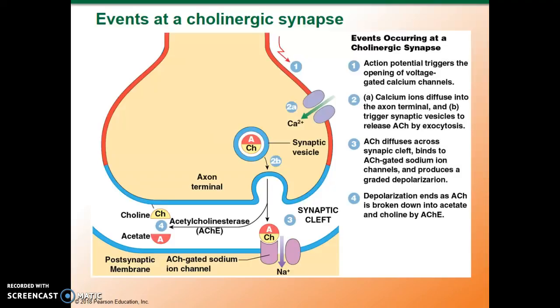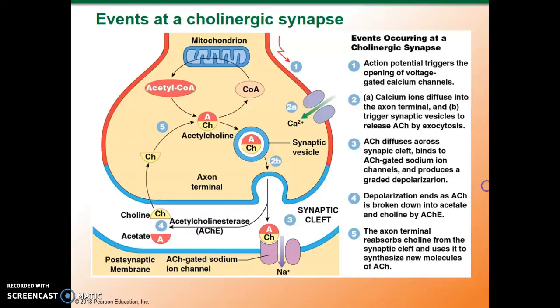Depolarization ends when acetylcholine is broken down by acetylcholine esterase. The axon terminal will reabsorb the choline from the synaptic cleft and use it to make new molecules of acetylcholine.